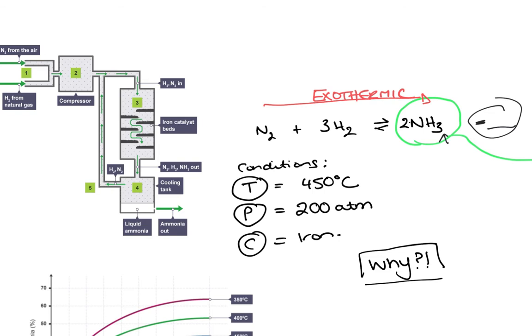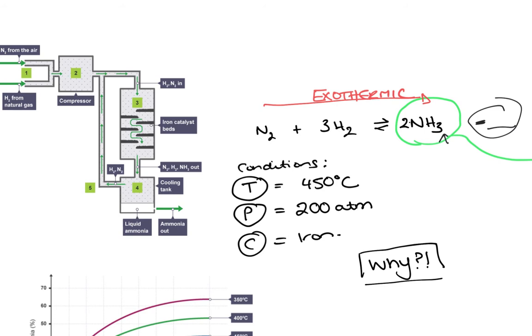So that's the reaction. Now, the conditions that this is done in industry are as follows. The temperature is at 450 degrees Celsius. The pressure is at 200 atmospheres. And when we say 200 atmospheres, what we're basically saying is 200 times atmospheric pressure. 1 atmosphere is the pressure of the atmosphere around us as we stand. So 200 atmospheres. And lastly, we use a catalyst of iron.